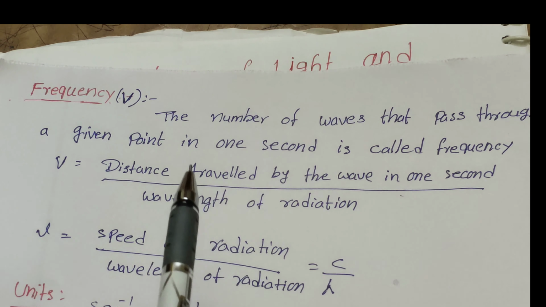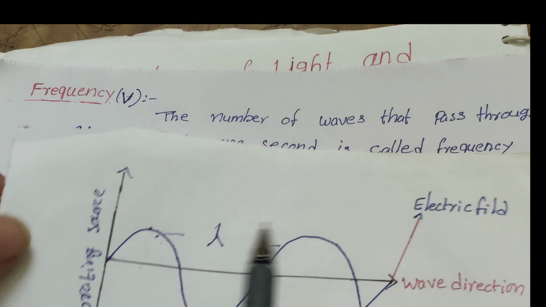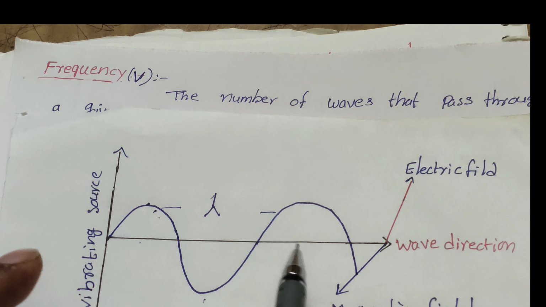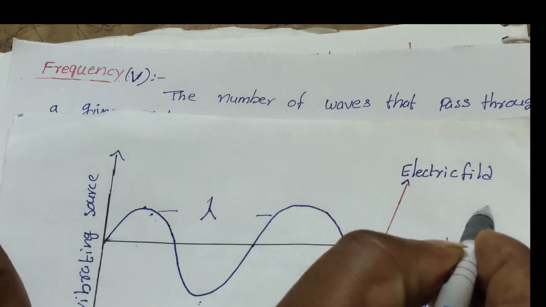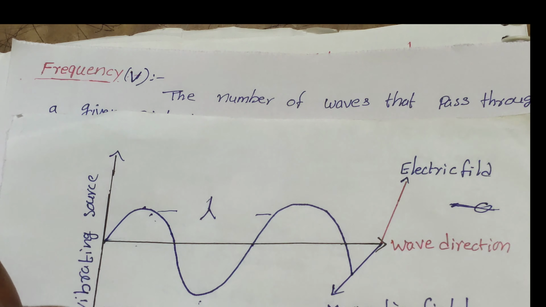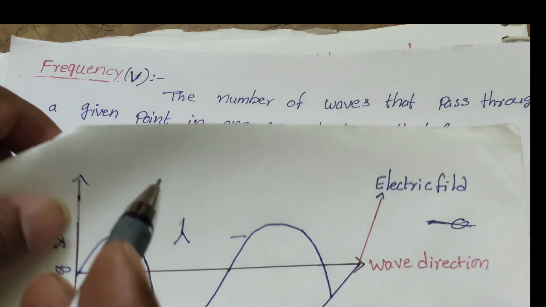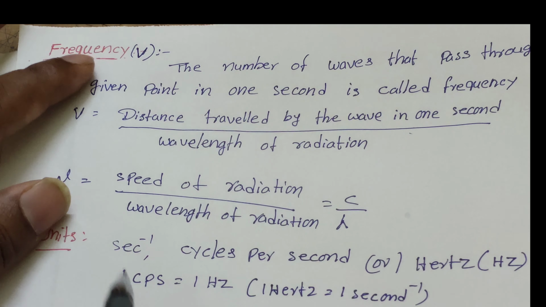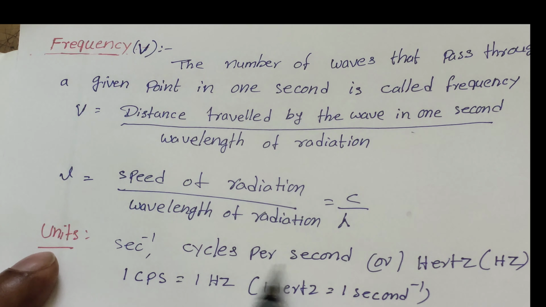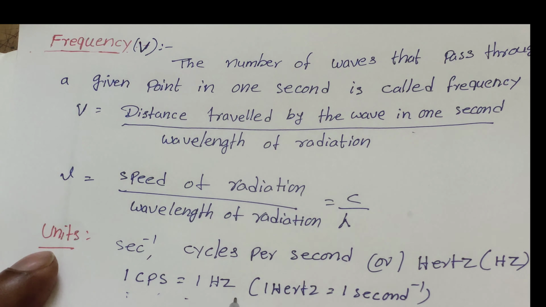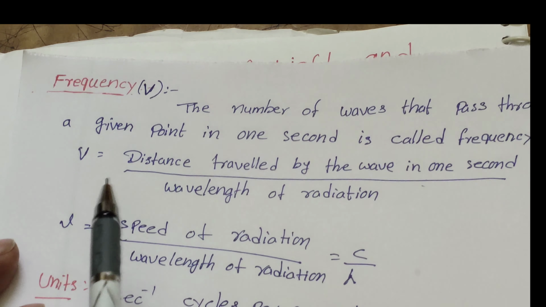Once again I am repeating. So what is the frequency? The number of waves that pass through a given point. Here I am taking the 1 unit point. At the given point, how many waves travel in 1 unit or 1 second of time, that is the frequency. Now the frequency is most often expressed in second inverse, or cycles per second, or hertz. 1 cycle per second is equal to 1 hertz.